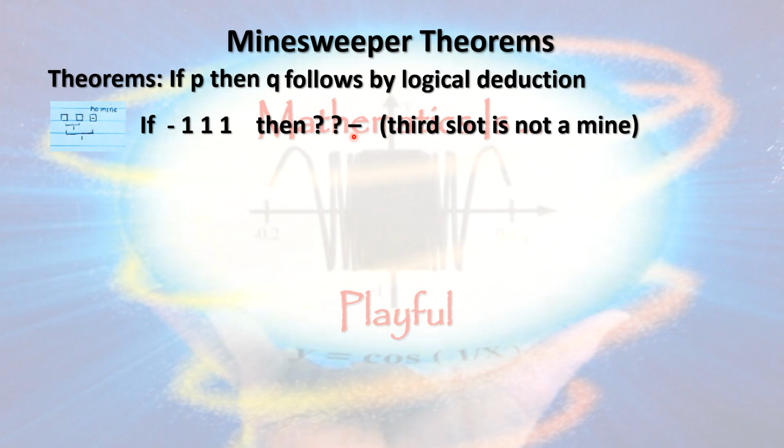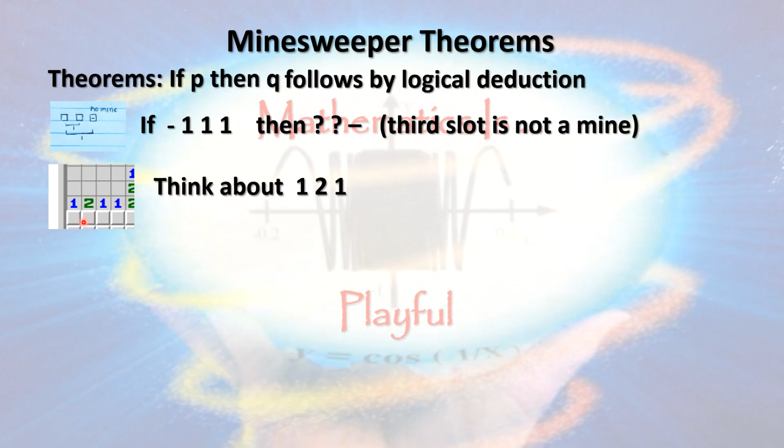A more complicated rule, a theorem, is helpful in the following situation. We'll describe this as a 1-2-1 pattern, looking at the left part of this partial grid. The rule is that, guaranteed, there are mines in the first and third squares. There are a couple of ways to prove this. One way is called a direct proof.